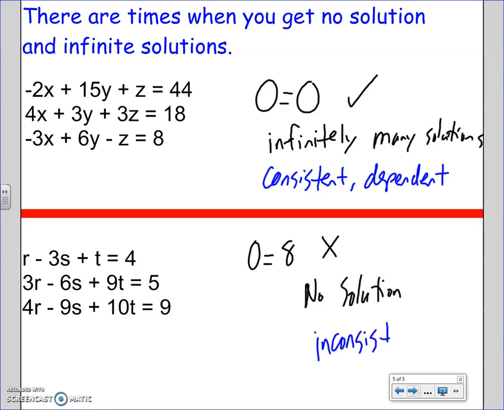So I'm not actually doing these last two problems, but one of them is going to be true, one of them is going to be false. All the letters are going to cancel out. You can't actually get a single x equals or single y equals or single z equals, or in the bottom case, what r equals, s equals, or t equals.